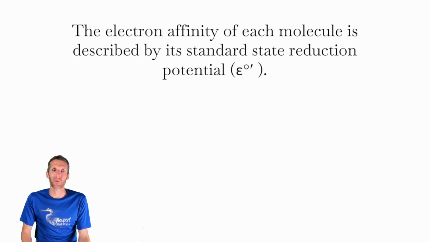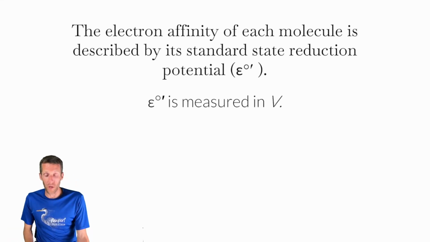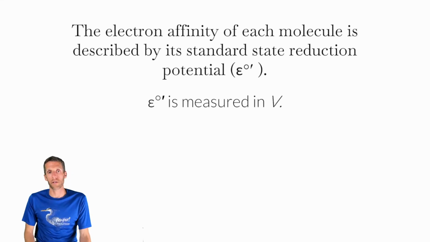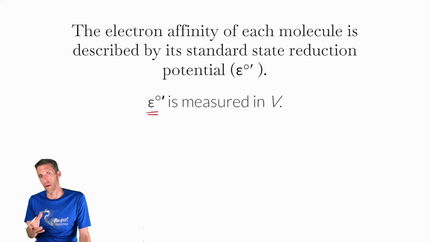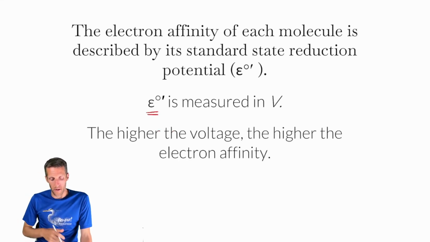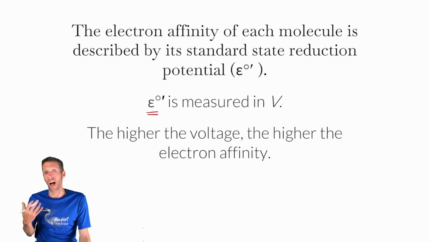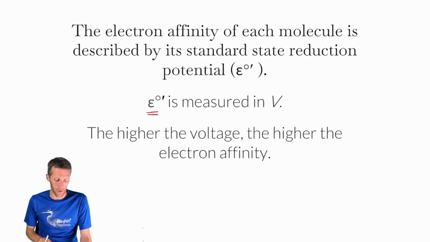Well, now we actually do need to talk about this thing called the standard state. Recall that I said that there's a difference in the standard state potential. That's what that delta epsilon thing is. And what that is measuring is the affinity of a molecule for electrons. And we can put it in a couple of different ways. So first, delta epsilon, the standard state reduction potential of a molecule, is measured in volts. The higher the voltage, the higher the electron affinity. So if something has more affinity, it will have a higher voltage.